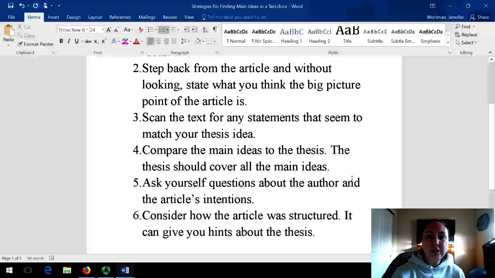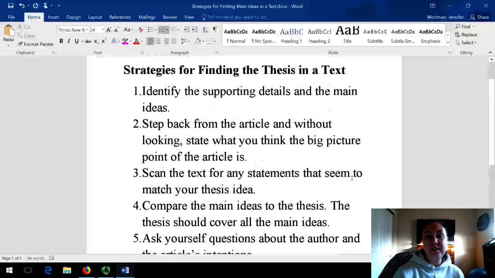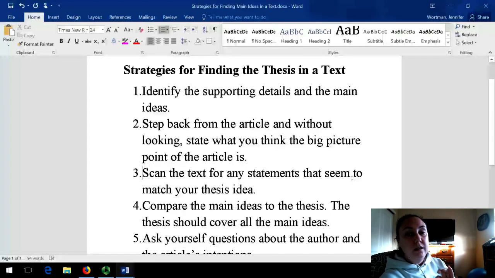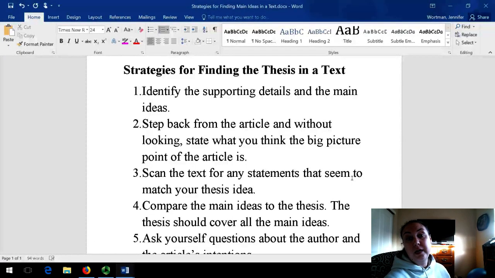So, some strategies for identifying the thesis. Keep in mind that an article only has one thesis, while articles have lots of main ideas, okay? So when we're talking about the thesis, we're trying to find either a statement or come up with a statement that reflects the big picture of the article. So first, always start with that backwards approach. Identify the supporting details, then worry about identifying the main ideas, then you can move towards finding the thesis.